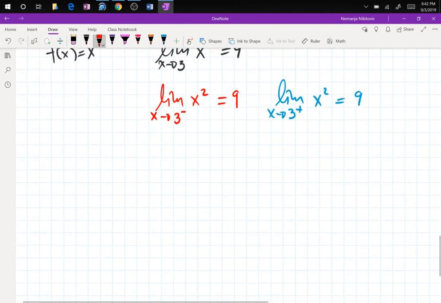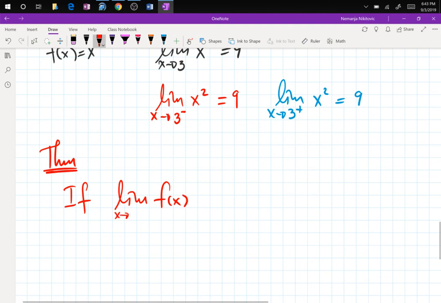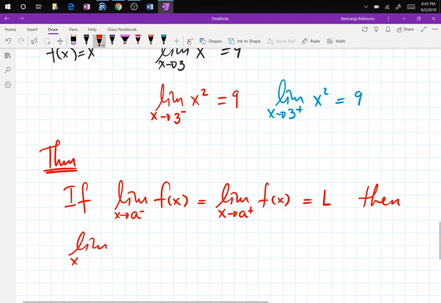So here is one of the largest theorems of chapter 2. And this is the one that actually is used to solve problems. The theorem says like this: if the limit of f of x as x approaches a minus is the same as the limit of f of x as x approaches a plus, and is equal to some number L, then the overall limit as x approaches a of f of x is L.